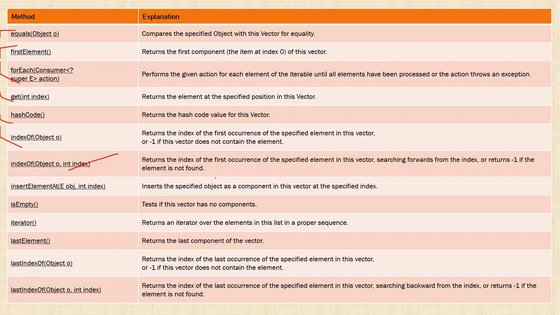Like this, you can insert also at the index where we want to insert. With is empty you will get true or false. With the iterator method we can also iterate. Last element gives the last element. Last index of object and index: we have to provide the object and the index, and it returns the index of the last occurrence of the specified element in this vector, searching backward from the index, or returns -1 if the element is not found.